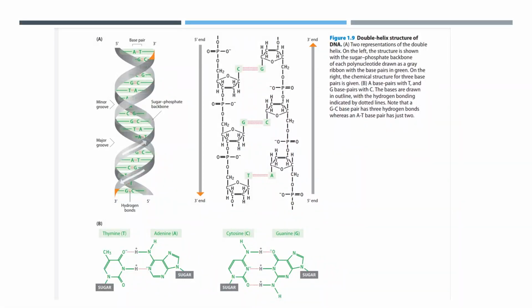B. A base pairs with T and G base pairs with C. The bases are drawn in outline with the hydrogen bonding indicated by dotted lines. Note that a GC base pair has 3 hydrogen bonds, whereas an AT base pair has just 2.